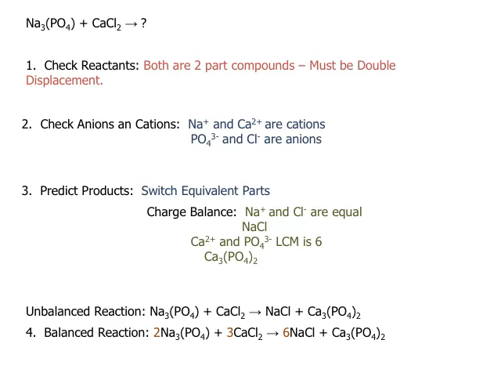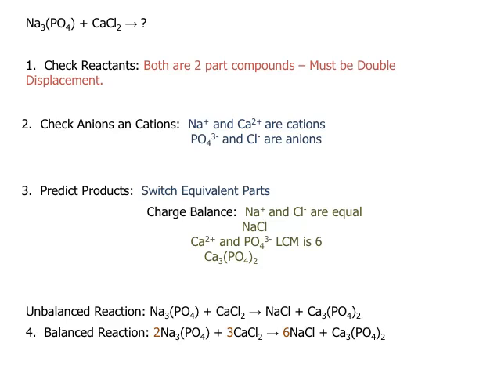So now I'm ready to switch parts. So the sodium was with the phosphate, so I'm going to pair it up with the chlorine. The calcium was with chlorine, so now I'm going to pair it with the phosphate. And so charge balance. 1 goes to the Cl, 1 goes to the Na, NaCl. 2 goes to the phosphate, put the phosphate in parentheses to show 2 of them. 3 goes to the calcium. Tack it on to the end of my equation.